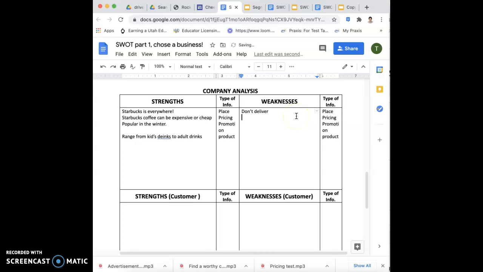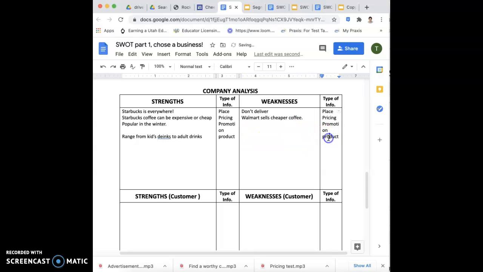Let's put pricing. What's a weakness about their pricing? Walmart sells cheaper coffee. They do. They sell big packs of coffee that you can make yourself that's super cheap. Let's do promotion. What's a weakness about their promotion? That one's kind of hard to think about. I don't really know the answer to that truthfully. So I'm going to skip that and come back to that later.